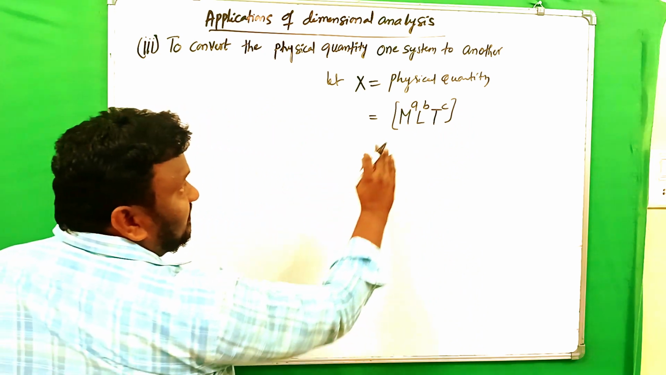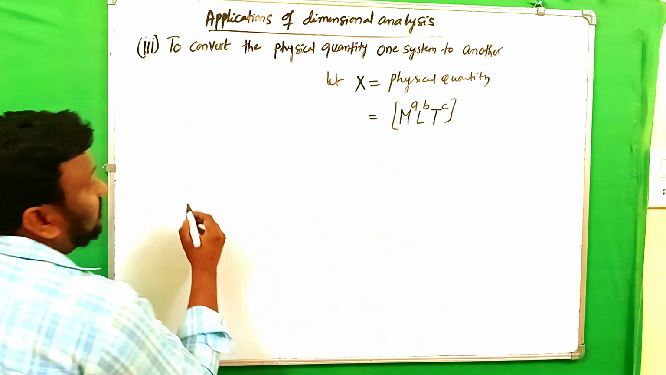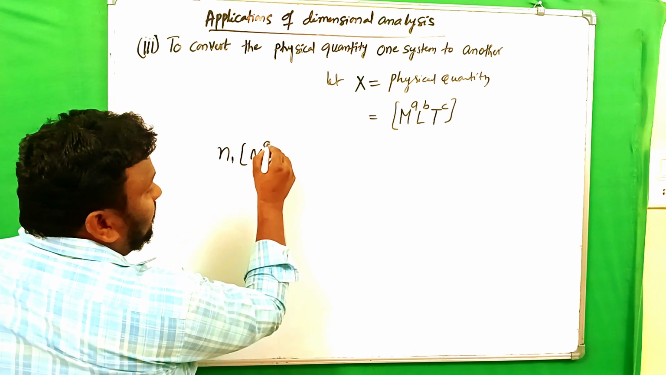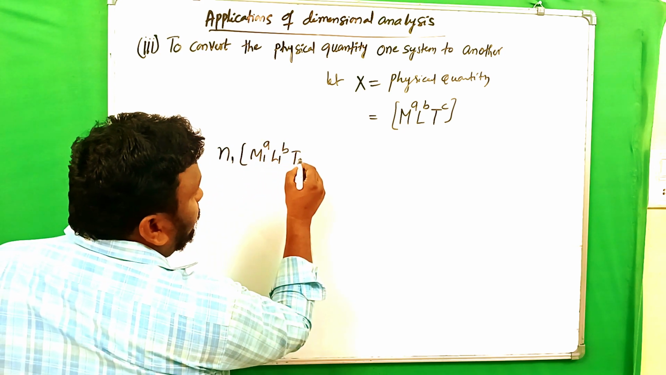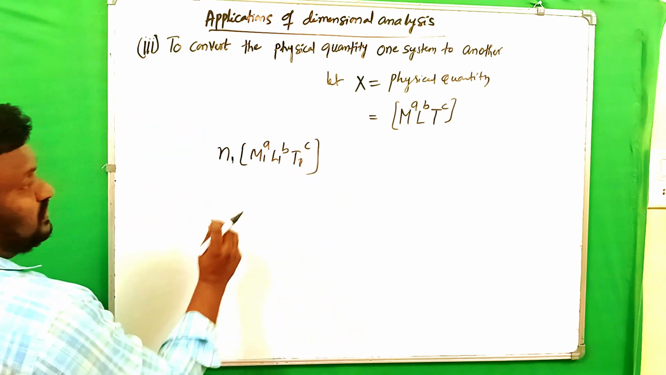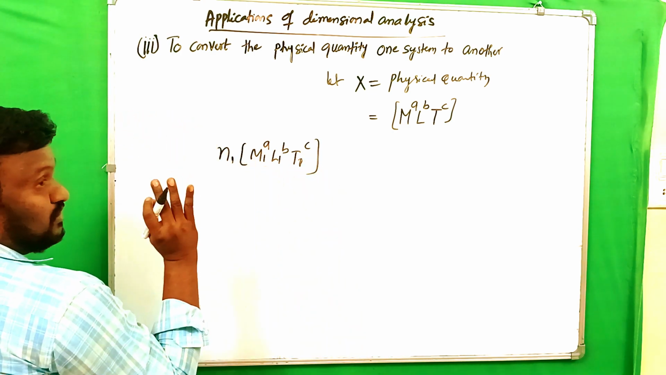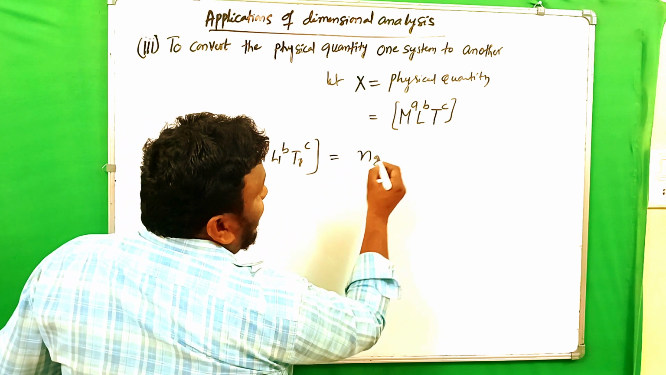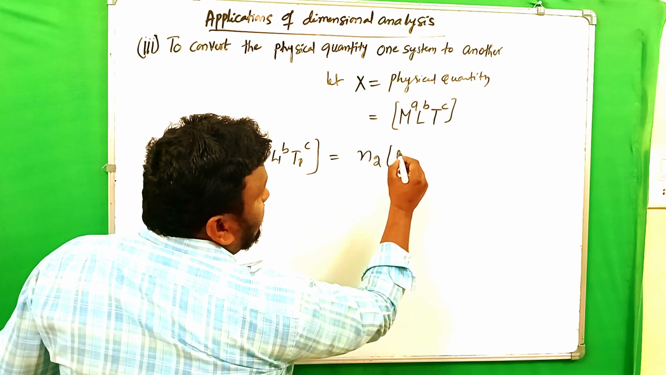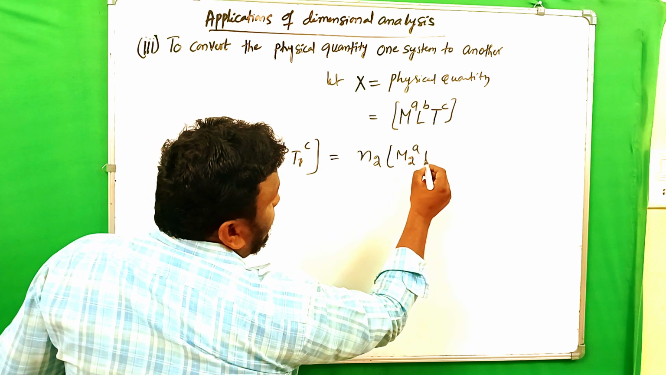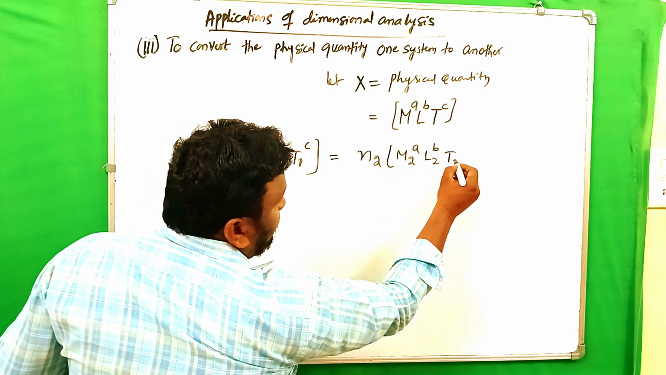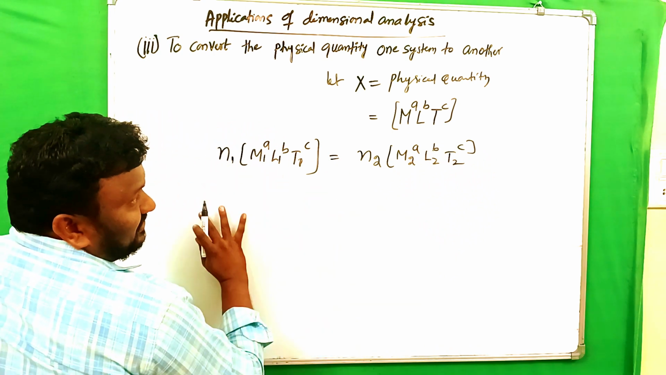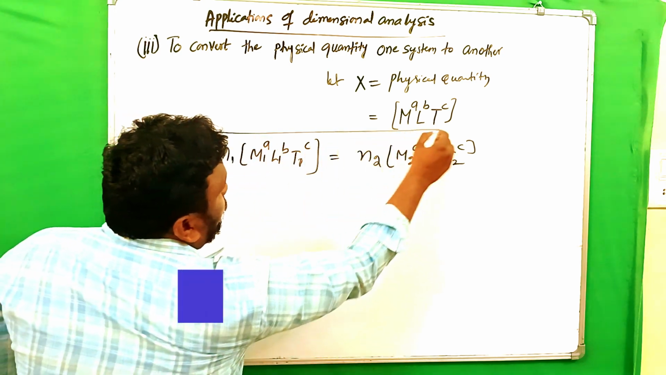Now we want to change the units from one system to another. In one system it should be like this: M1 to the power of a, L1 to the power of b, and T1 to the power of c. This is the dimension formula in one system of units, with its numerical value. And the other system has some numerical value n2, and the dimension formula is M2 to the power of a, L2 to the power of b, and T2 to the power of c. By using this relation we are going to convert from one to the other.